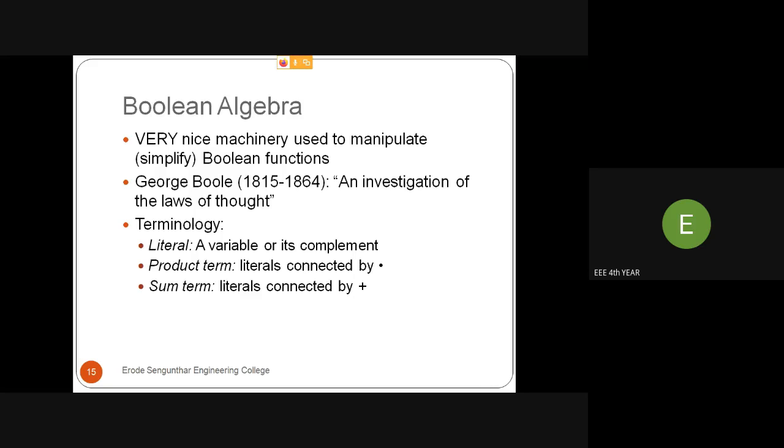Next is Boolean algebra, a very nice machinery used to manipulate, in the sense simplify, Boolean functions. George Boole, from 1815 to 1864, investigated the laws of thought. The terminologies in Boolean algebra are literal, product term, and sum term. What is meant by a literal? A single variable or its complement is defined as a literal. Literals connected by product, by dot, are called a product term. Literals connected by sum, plus, are called a sum term.